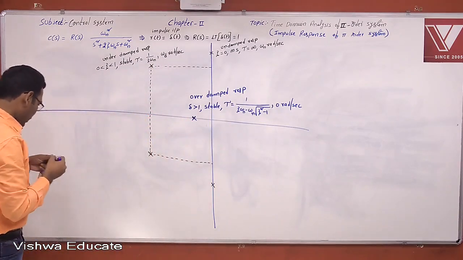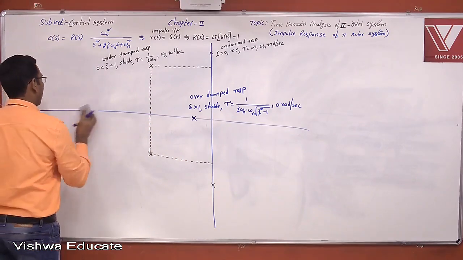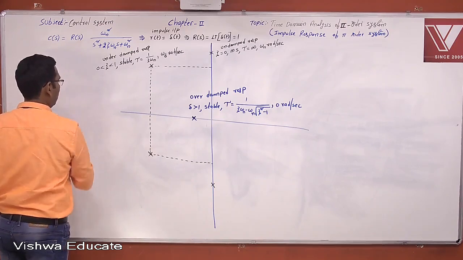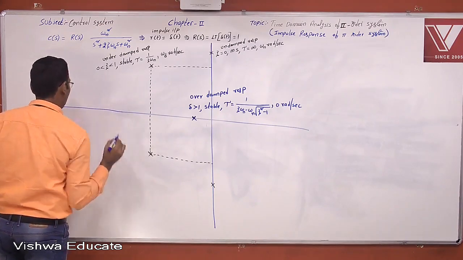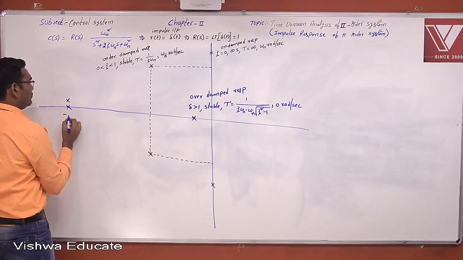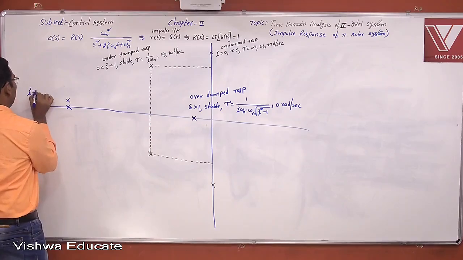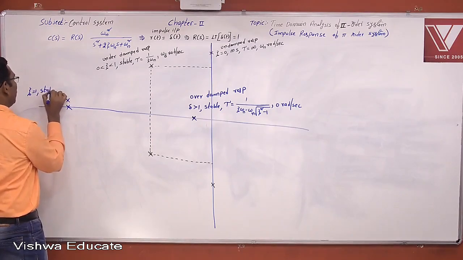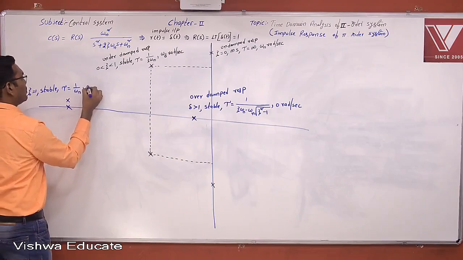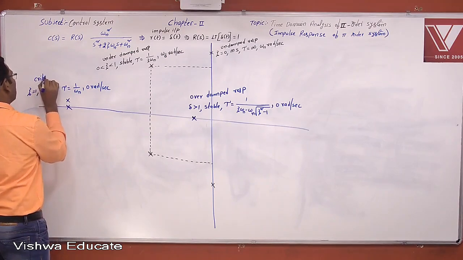Overdamped response. And finally, when damping factor zeta is equal to 1, the system is stable because of the repeated poles on the left hand side, the time constant is 1 by omega n, the frequency of oscillation is 0 radians per second, and this is a critically damped response.